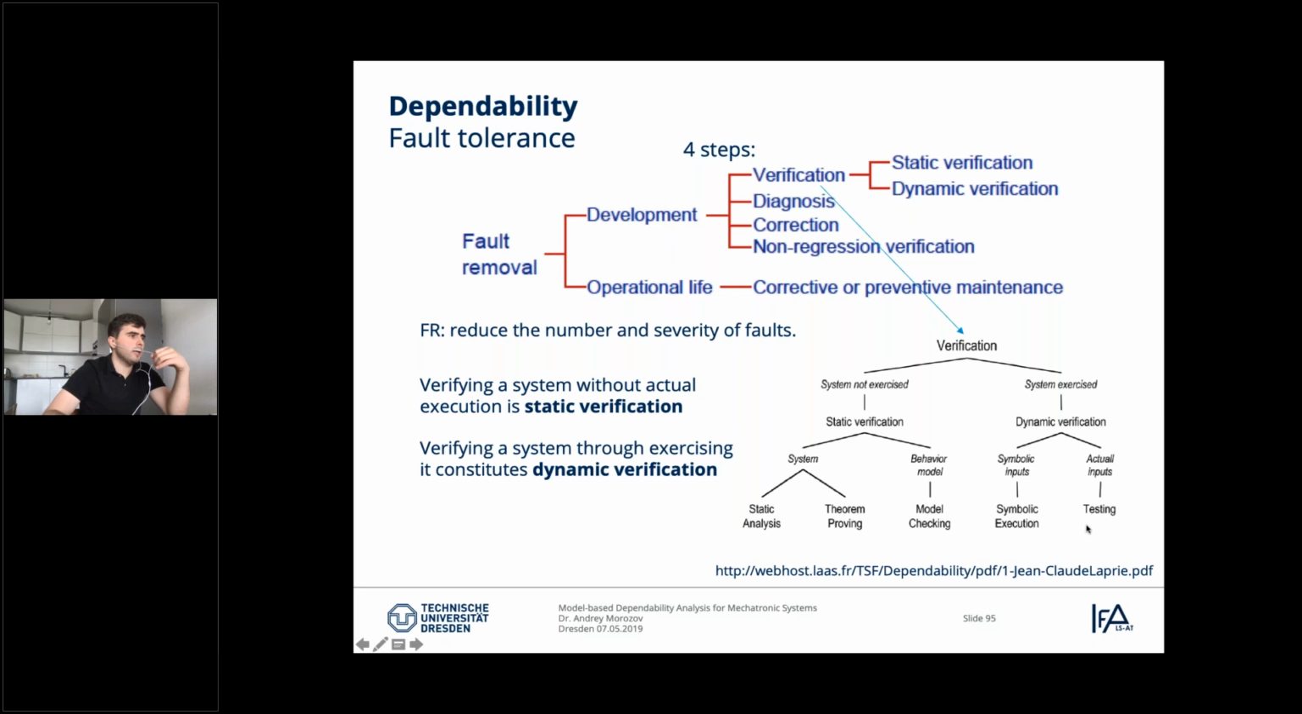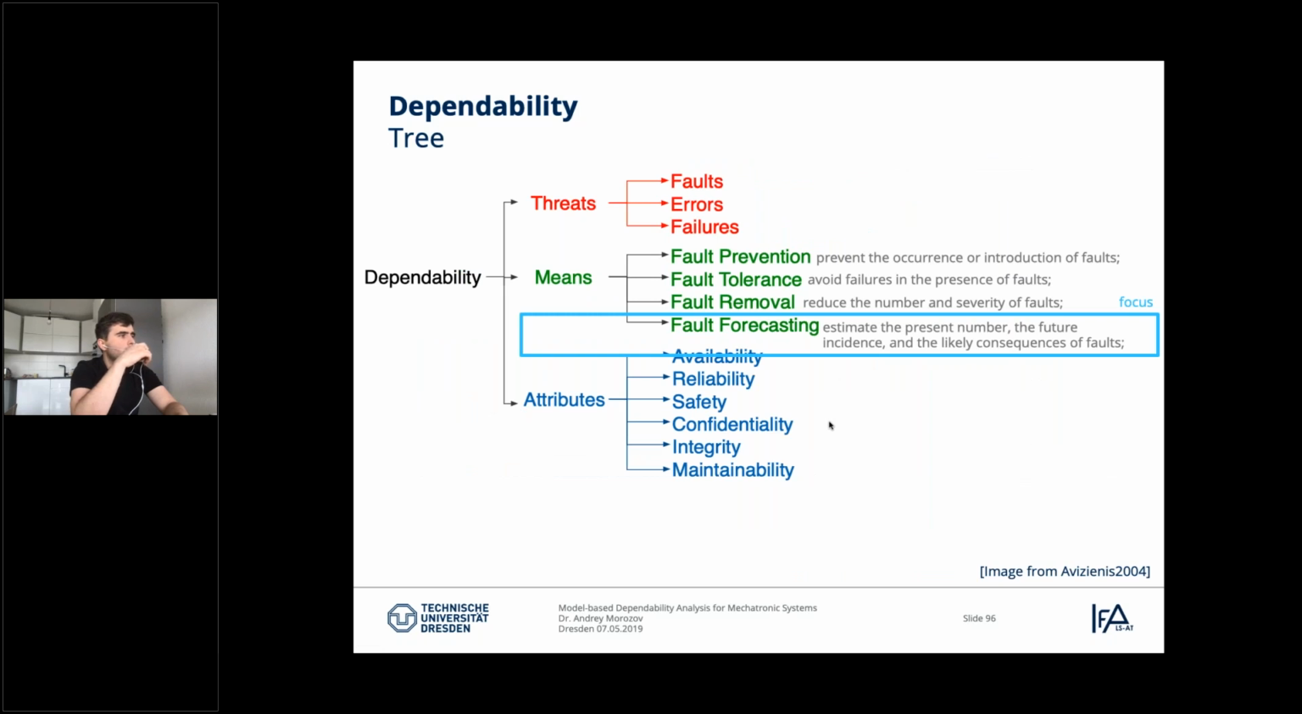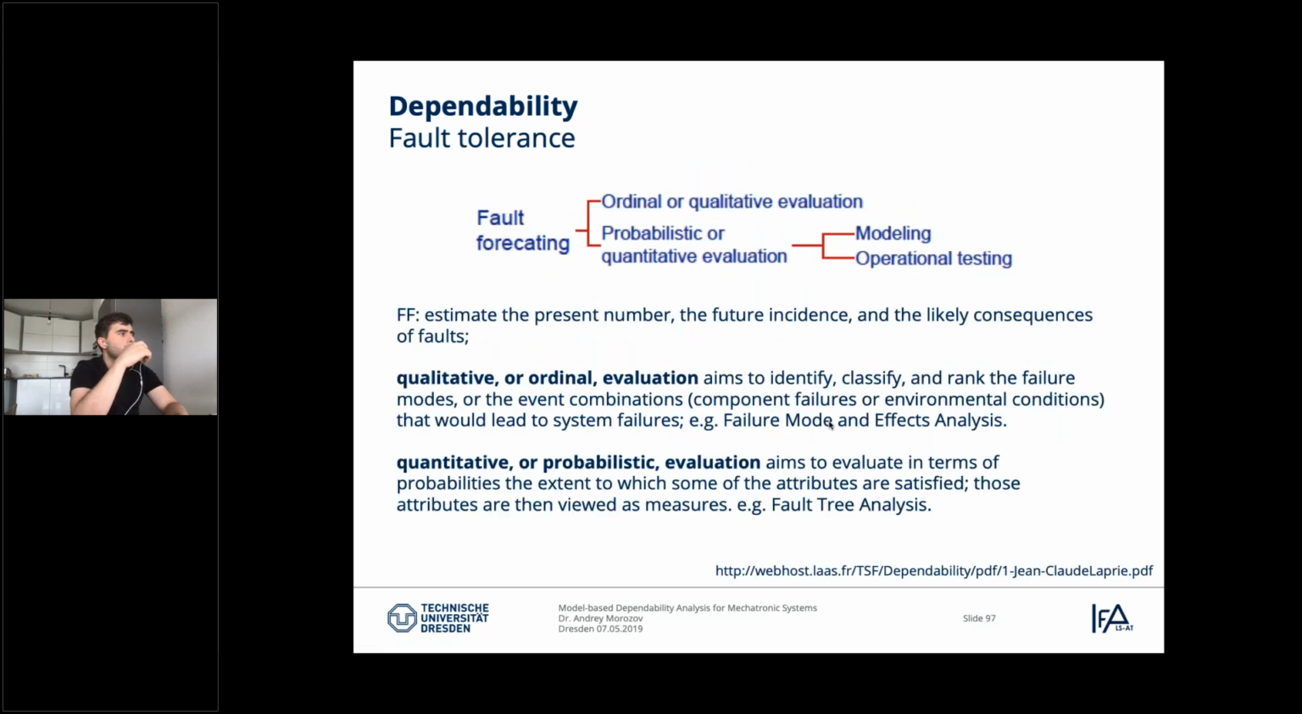Testing is used in most cases when the system is ready. Static analysis is also used a lot, but I will cover this later. So, fault forecasting means that we estimate the present number and the future incidents and the likely consequences of faults. It is also classified into ordinal or qualitative evaluation, and also probabilistic or quantitative evaluation.